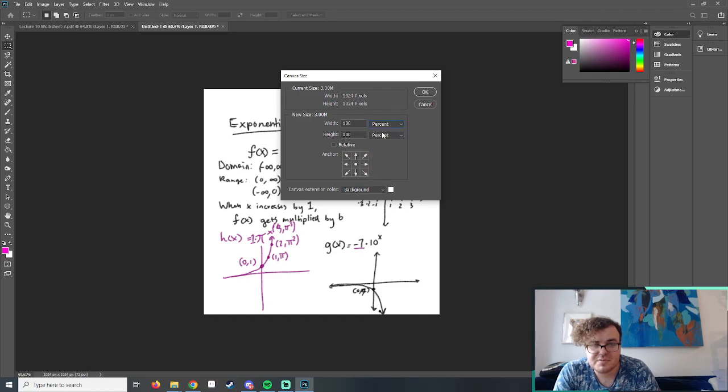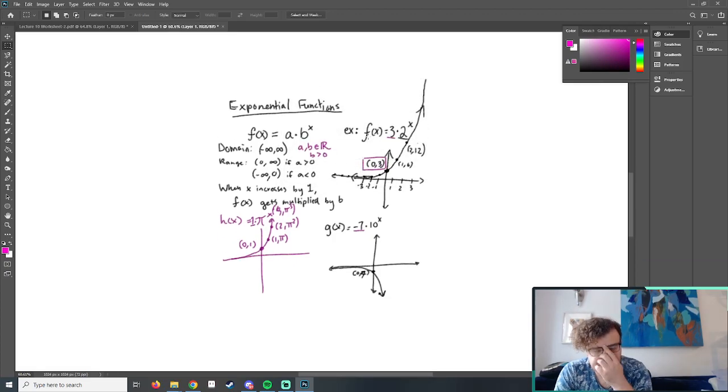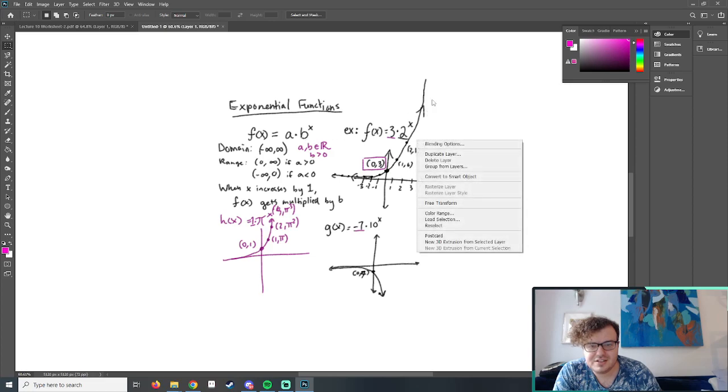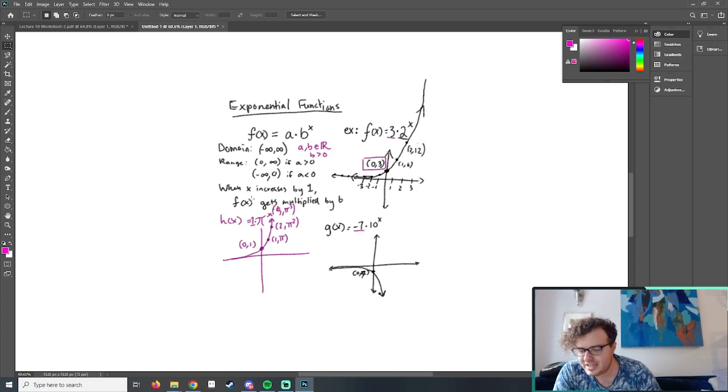We'll just go with percent, and I'm going to make it 500% bigger in all directions. There we go. Sorry, it's my first time not using Zoom to do screen recording. Hope this is working out well.